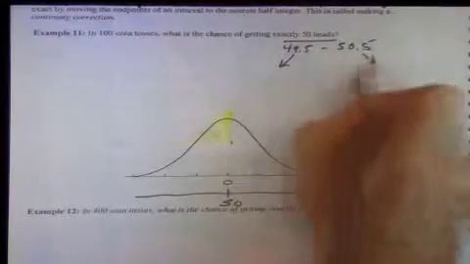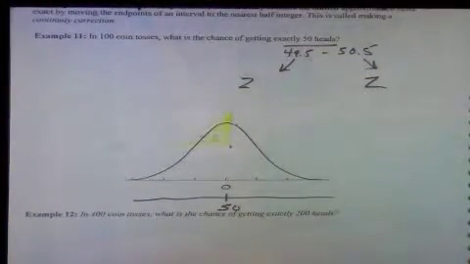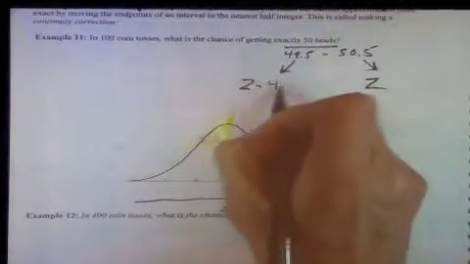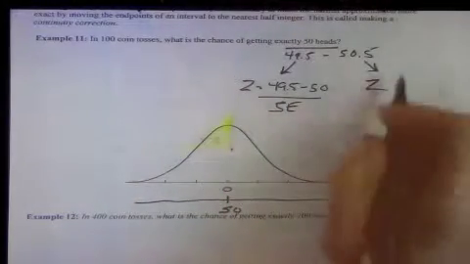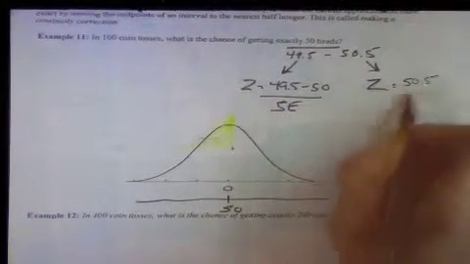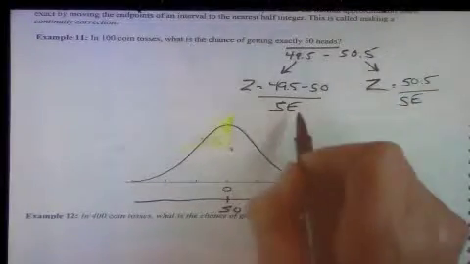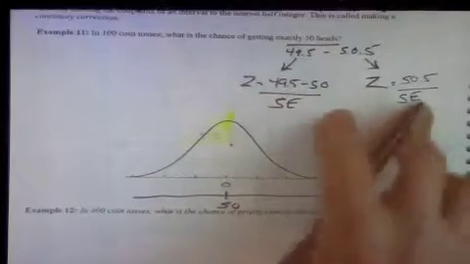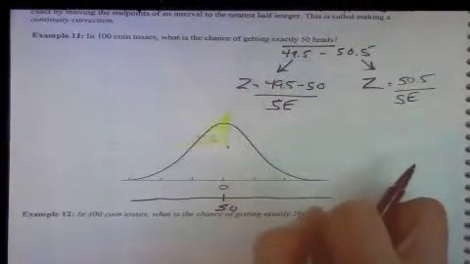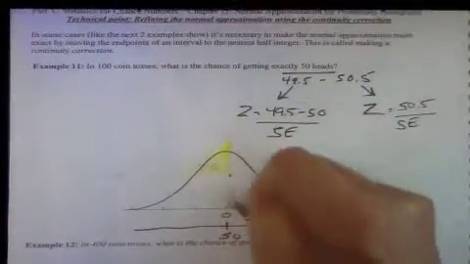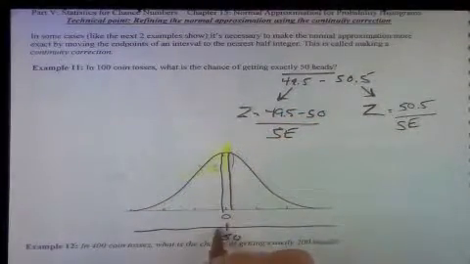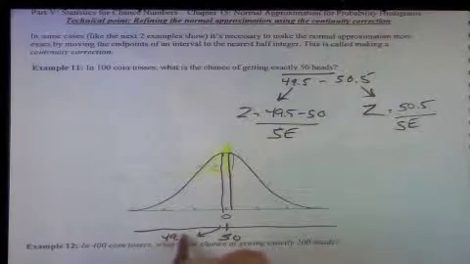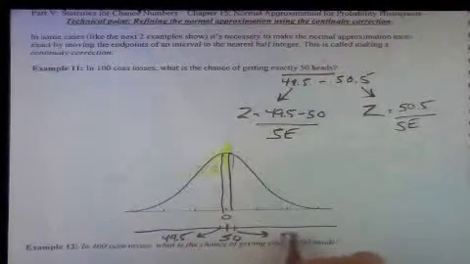You translate each of those into z-scores. So you'd go 49.5 minus 50 over the standard error, which is, excuse me, 5, sorry. And you do the same thing here. But we're not going to do this problem, so let's skip this. I just wanted to show you how you would do this. You'd make a tiny, tiny little sliver here. This would be 49.5 if you ever come across a problem like this, and this would be 50.5.